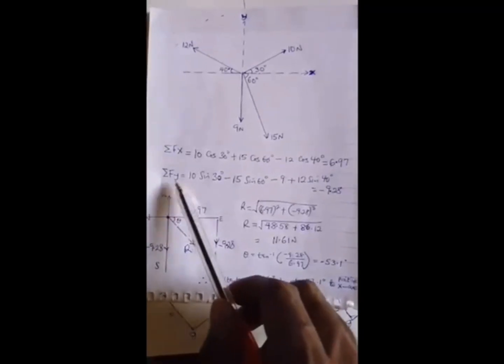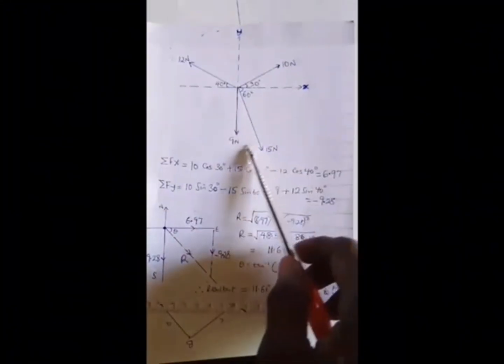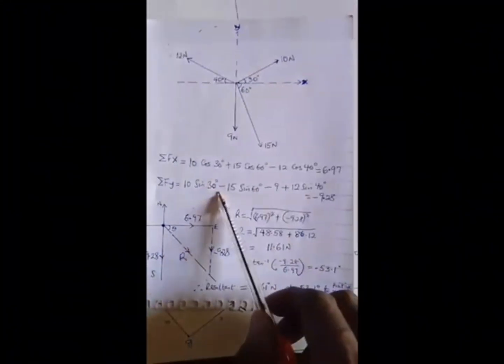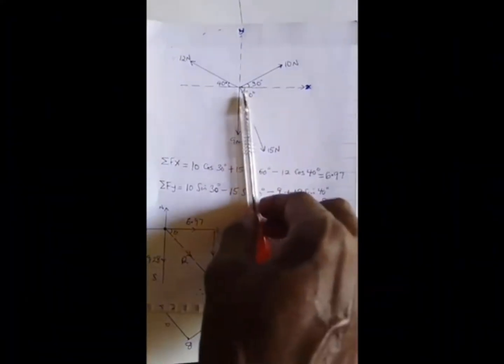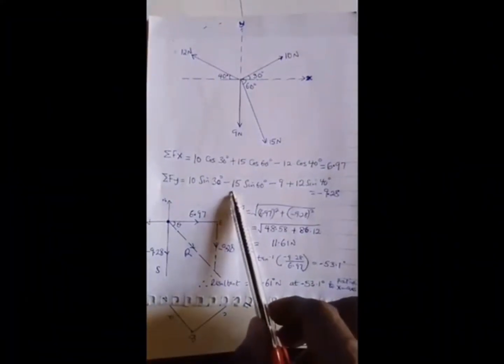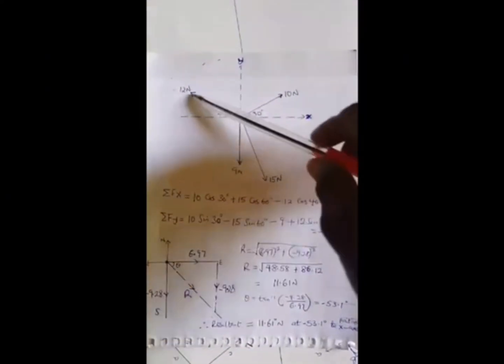So now let's look at the summation of the forces in the vertical direction. Of course, this one will be 10 sine 30. 15 will be 15 sine 60, but negative because this is acting downwards. The vertical component of this 15 Newton force is acting vertically downwards, so it's negative. Minus 9, this is minus 9. It's given from the question. It's already in the downwards direction, so it has been given as negative. And then 12 sine 40, the vertical component of this 12 Newton force, is positive, up, plus that.